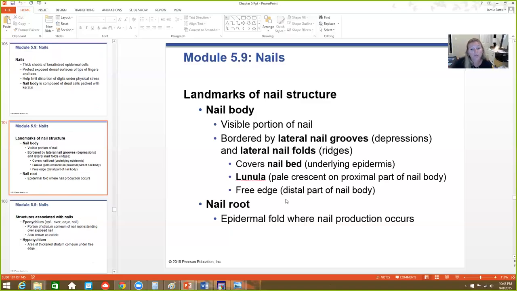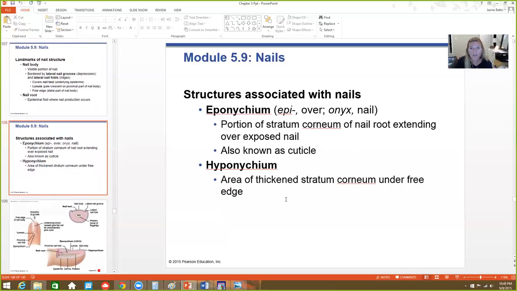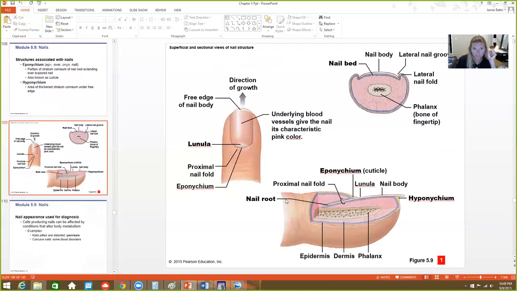The nail root is the fold where the nail production occurs, the part way back there where the nail kind of grows from. You also have the eponychium. This is part of the stratum corneum. We call it the cuticle. It's just that extra part that goes over the edge. And then you have the hyponychium. This is the thickened area of stratum corneum underneath the free edge. I don't know if you can see, it's like the thick part right under there, right? It's just the extra little pad right underneath your free edge of your nail.